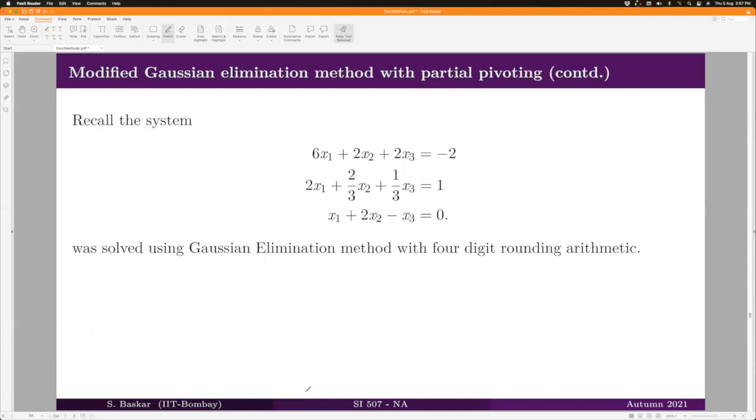Let us go back to our example and apply this modified Gaussian elimination method to the system. And we will again perform the calculation with 4-digit rounding. And let us see what solution we obtain with the modified Gaussian elimination method. So what is the first step? Well, you have to find S1, that is going to be the maximum of mod 6, mod 2, and mod 1. You can see that the maximum is attained at the first position. Therefore, no pivoting happens. It is the same as the original system.